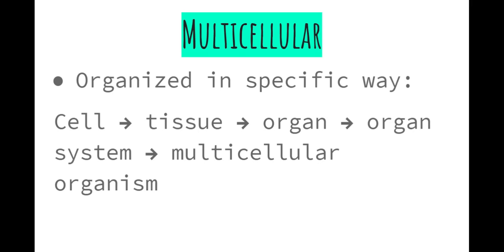So I have this question: could unicellular organisms ever have an organ system? Well, the answer is no, because they only have one cell. You can't have a tissue unless you have a group of cells. So groups of cells come together to form tissues. Tissues come together to form organs and so on, as you can see in that flow chart.